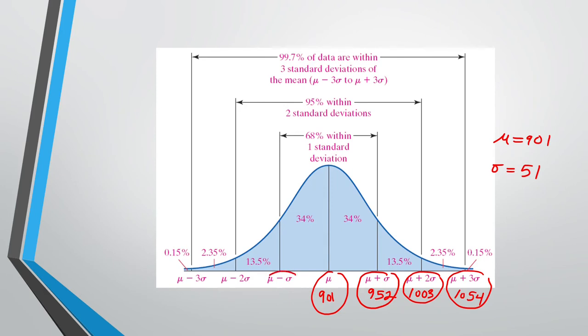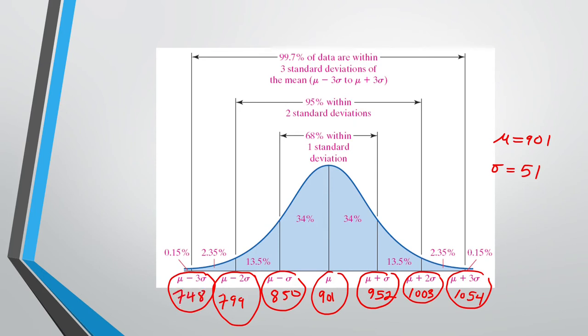I'll do the same method on the left, but we'll use subtraction. 901 minus 51 gives us 850. We'll subtract 51 again. I get 799. And the last time we'll subtract 51. This will give us 748.